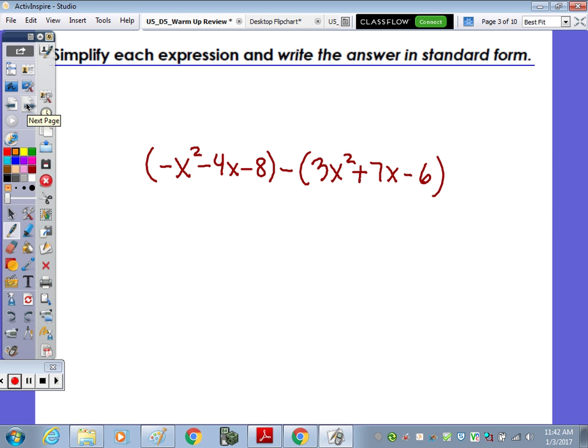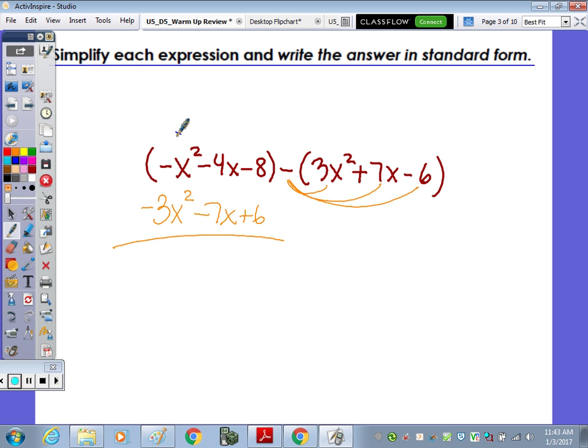Go ahead and subtract those two trinomials. Okay, as I subtract this trinomial from the one up front, I'm going to stack like terms. So I'm going to subtract 3x squared from the negative x squared term. I'm going to subtract 7x from the 4x. And when I subtract a negative 6, that changes to a positive 6.